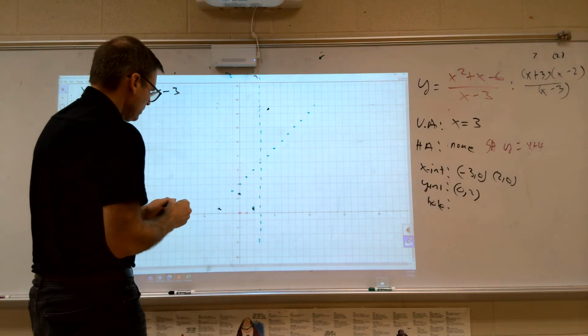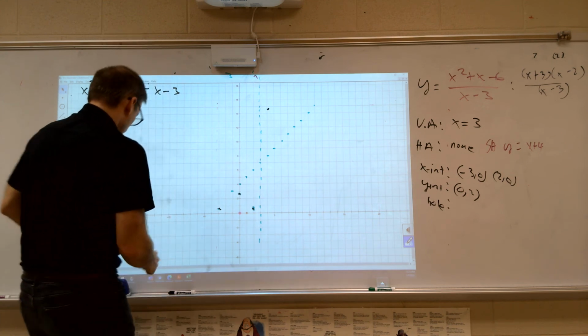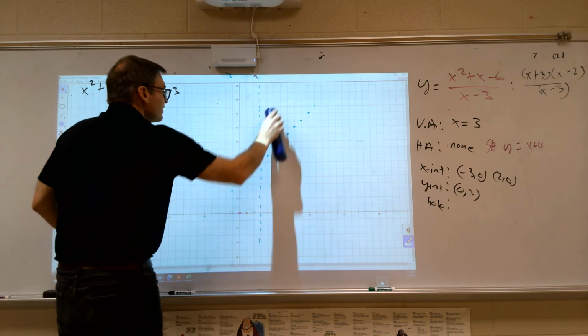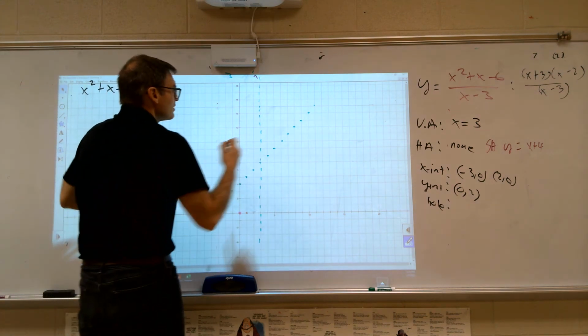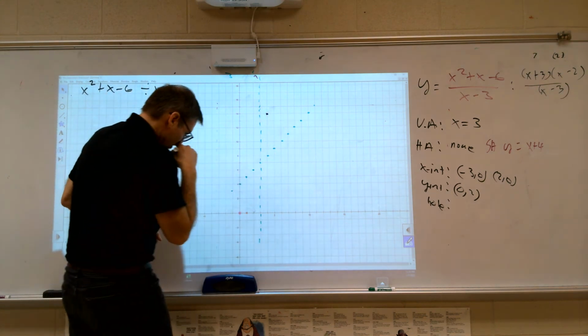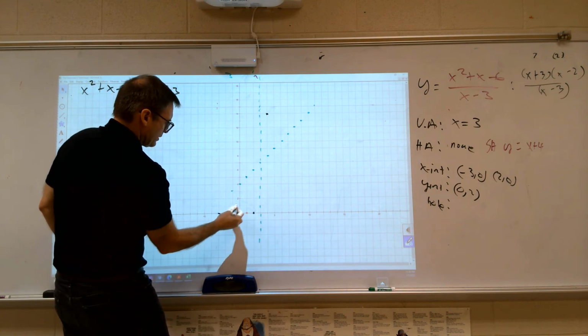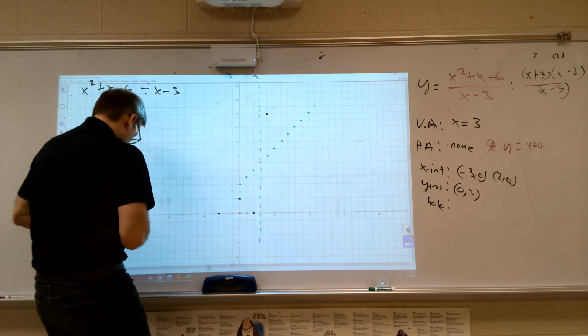Uh-oh. Move some things that I did not mean to move. Okay. Okay, so this was at 14. This was at 2 and negative 3, and this was at 2. Okay.